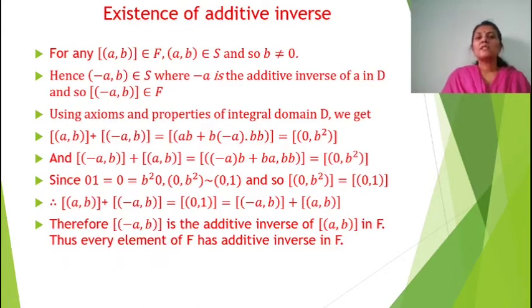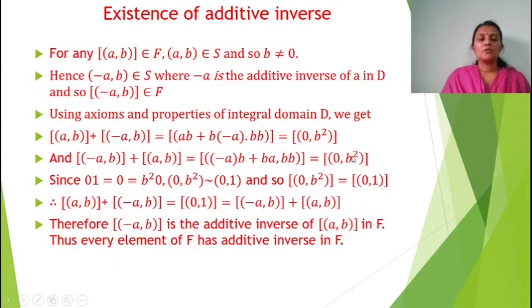So minus a/b is an element of F. Now use the axioms and properties of the integral domain D. We get a/b + (-a/b), which is equal to (ab + b(-a))/b², using the addition formula, which is equal to 0/b². Similarly, (-a/b) + a/b is (-ab + ba)/b², which is equal to 0/b².